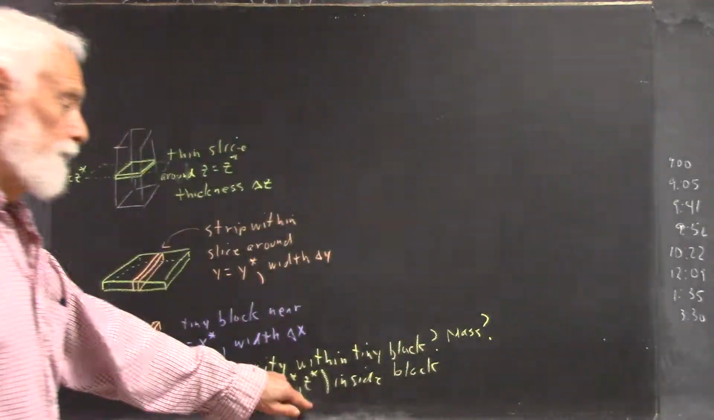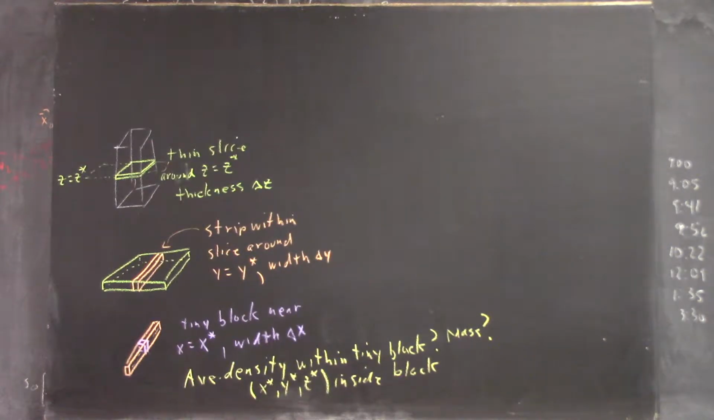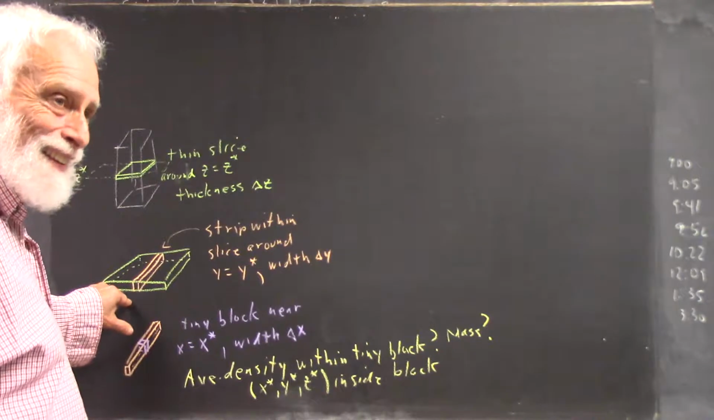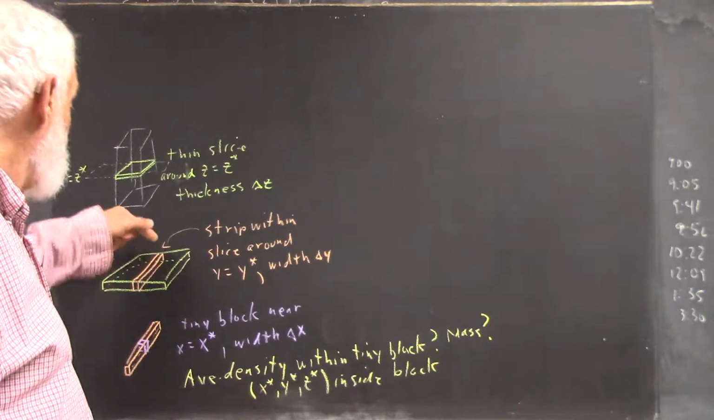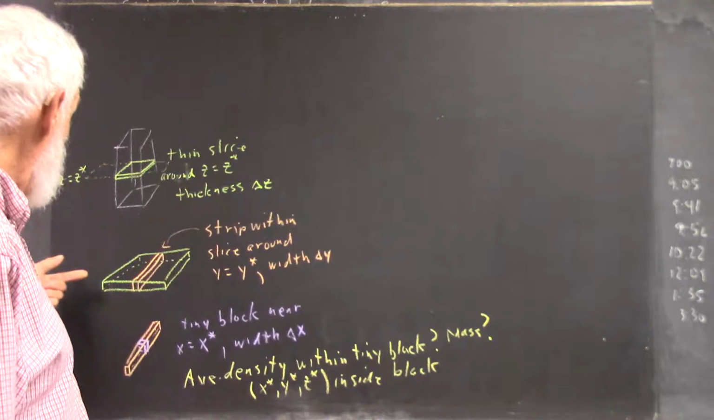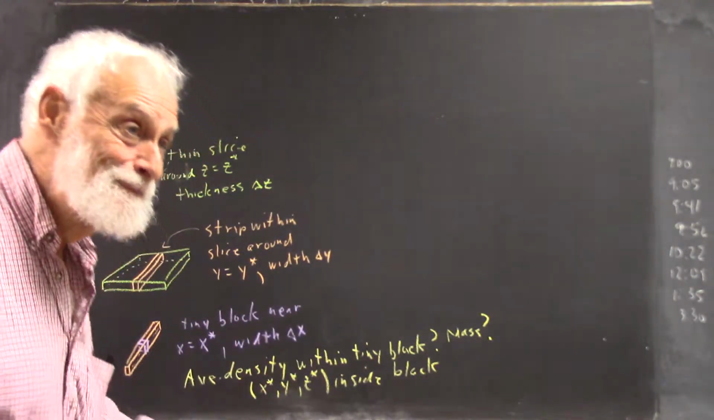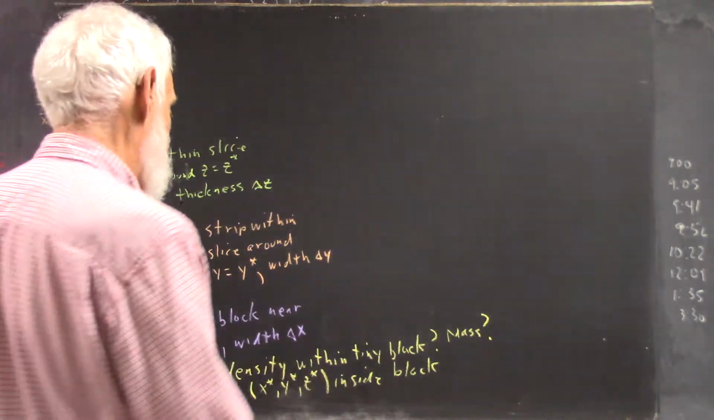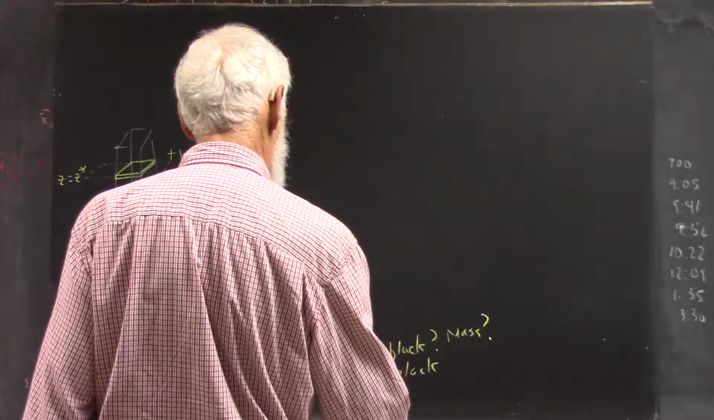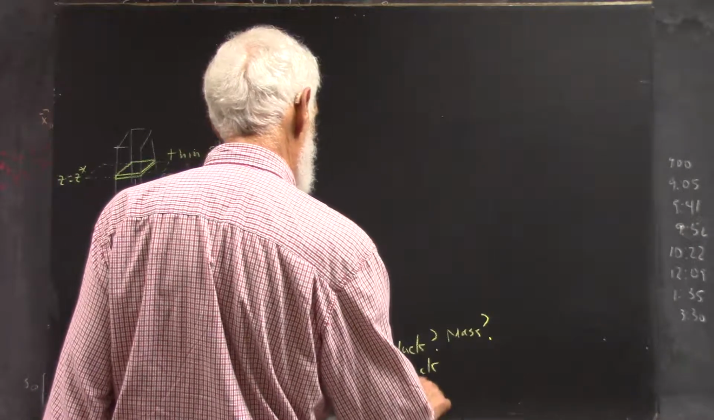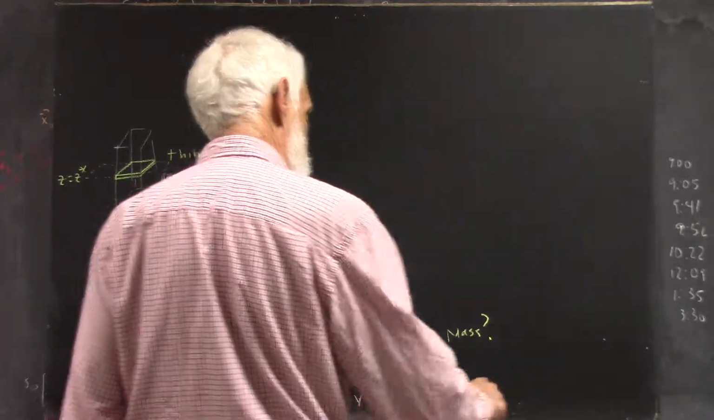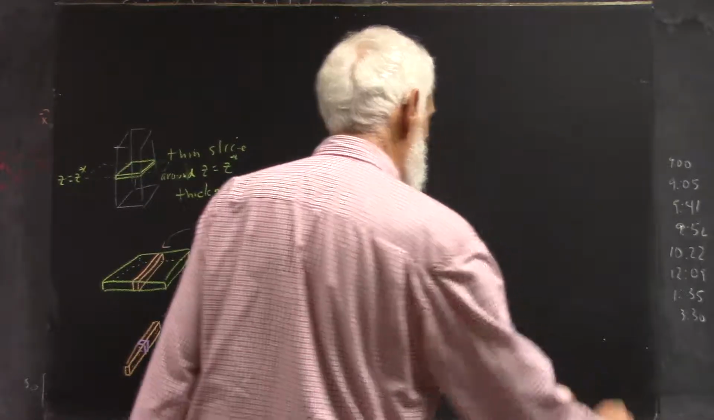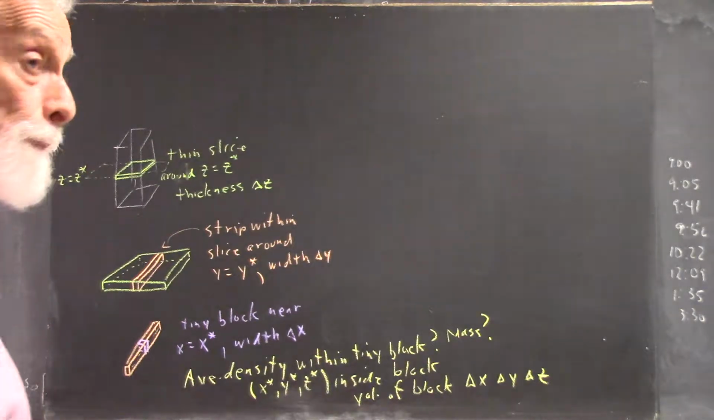The point X star, Y star, Z star is inside this block, right? Because this whole strip is within this thing, right? In the whole strip, Y star is within the strip, and Z star is within the slice, and X star is within this, right? The volume of the block is delta X, delta Y, delta Z.